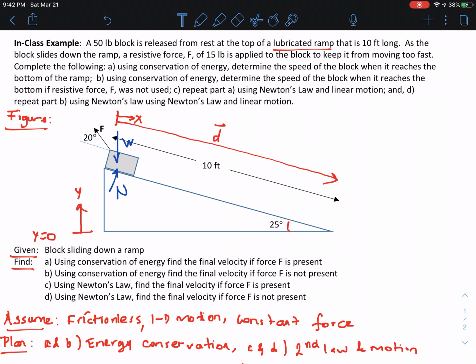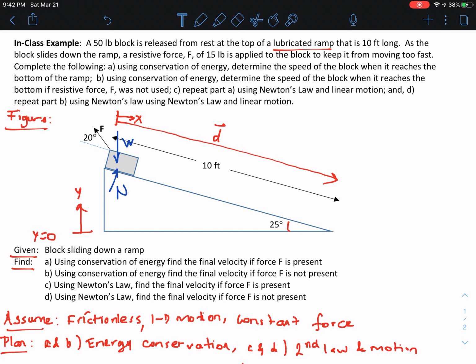As the block slides down the ramp, a resistive force F, already shown on the figure, of 15 pounds is applied to the block to keep it from moving too fast. And there's several things I want to find out. Parts A and B use conservation of energy. We will determine the speed of the block when it reaches the bottom of the ramp. Part A is with the force F applied, and part B is without it.